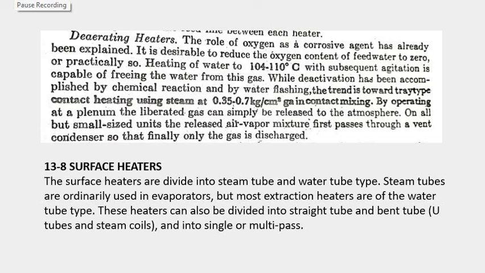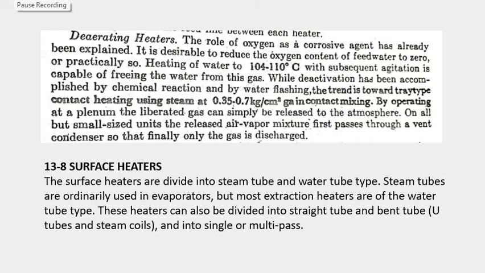So while the deaeration had been accomplished by chemical reaction and by water flushing, the trend is toward tray-type contact heating using steam at 0.35 to 0.7 kilogram per square centimeter gauge in contact mixing. By operating at a plenum, the liberated gas can simply be released to the atmosphere. On all but small size units, the released air-vapor mixture first passes through a vent condenser so that finally only the gas is discharged.